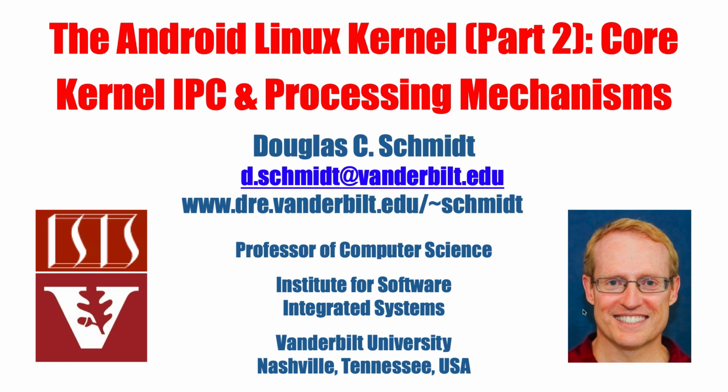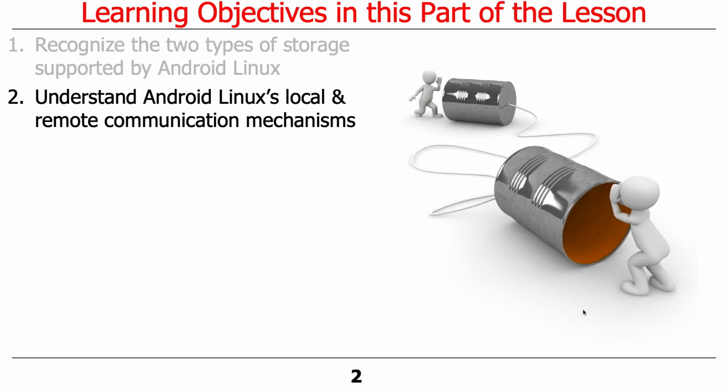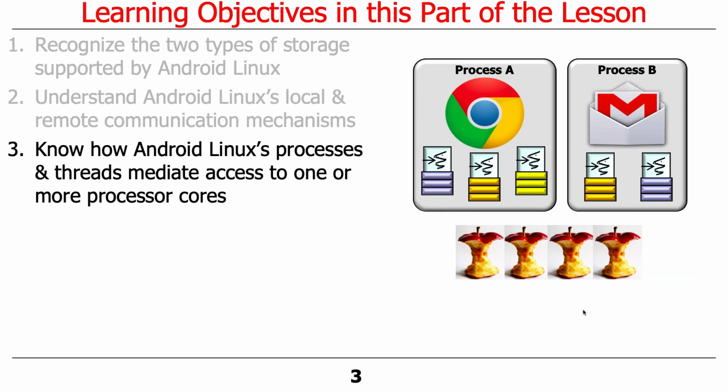So what we're going to do today is continue talking about some of the features in Android Linux kernel. In particular, we're going to talk about the local and remote interprocess communication mechanisms. And I'll also talk a bit about how Android Linux provides processes and threads, which are used to mediate access to one or more processor cores.